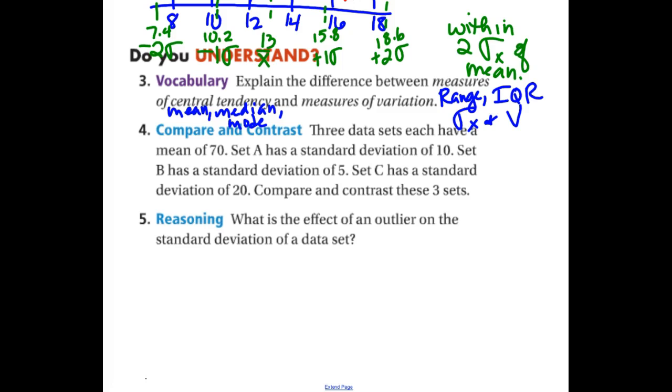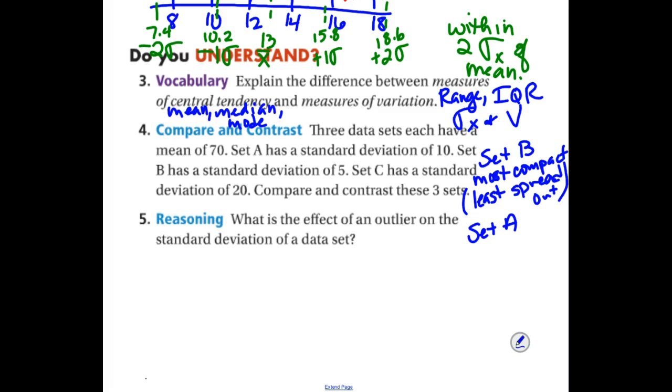The one that has a standard deviation of 5, so set B, okay? So set B is the most compact, or least spread out. Okay, what would be next? If we're going from the least spread out to the most spread out, set A would be next, and then set C would be the most spread out.